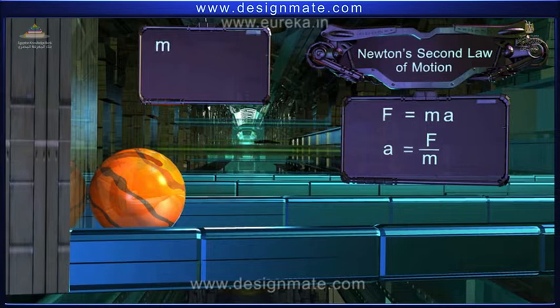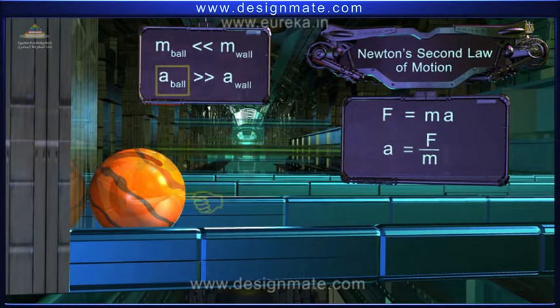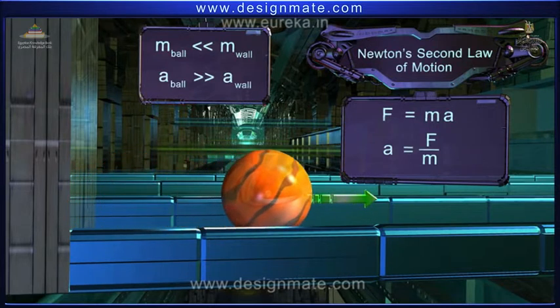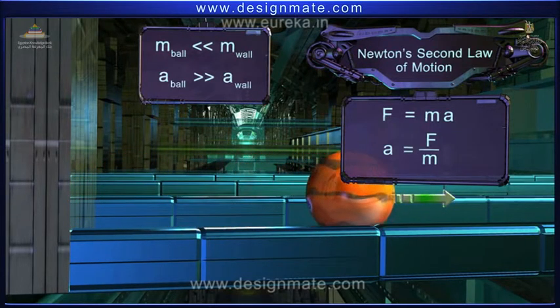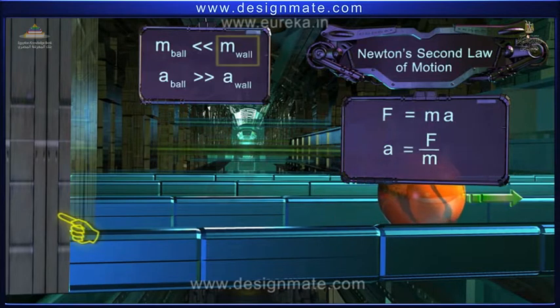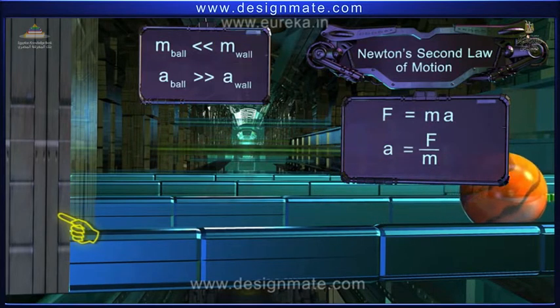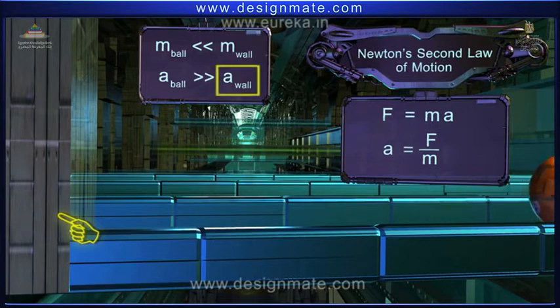The mass of the ball is much less as compared to that of the wall. The acceleration produced by the reaction force in the ball is appreciable, and the ball starts moving in the backward direction. But the mass of the wall is much larger, so the action force produces negligible acceleration in the wall. Hence, the wall does not move.